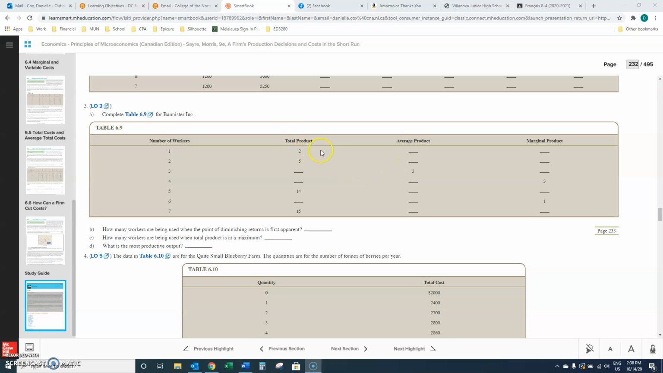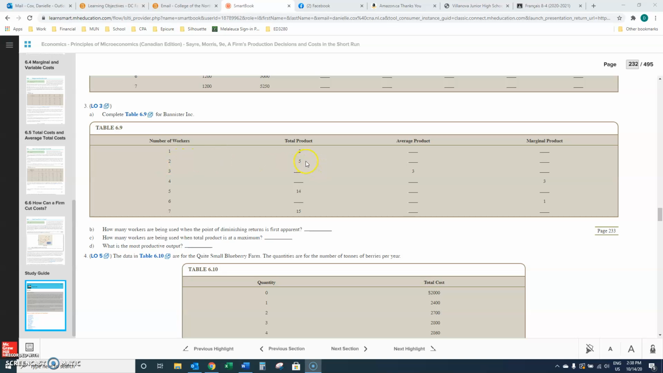So, the first one, you add one worker, your total product is 2. Because it's your first one, average and marginal products are also going to be the same. Your average is your total divided by the number, so 2 divided by 1, which is 2. And your marginal is the change in total product divided by the change in workers, so 2 divided by 1, which is 2. So that stays the same.